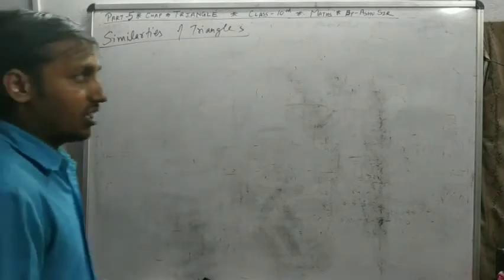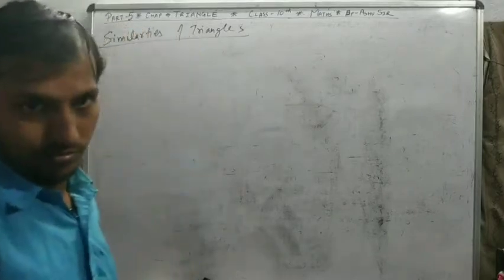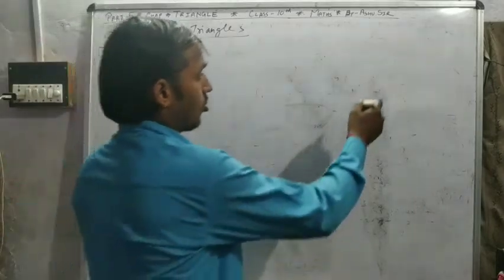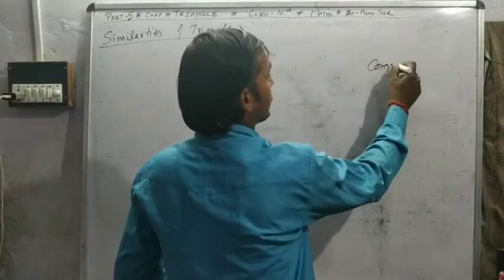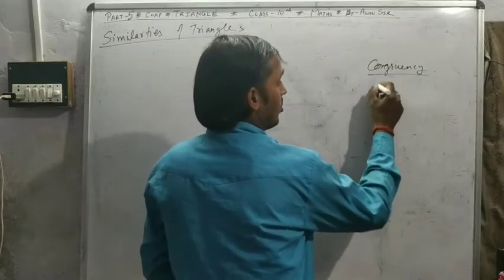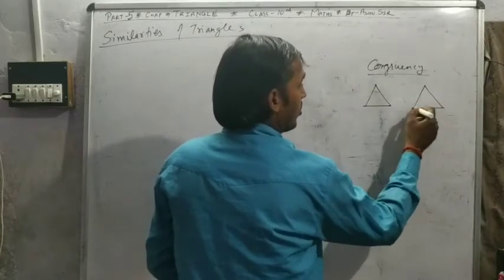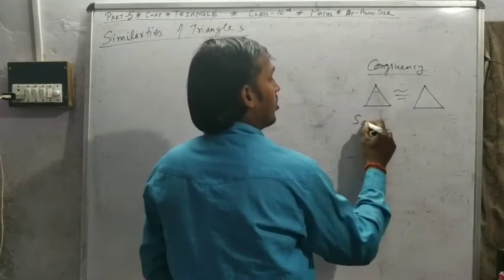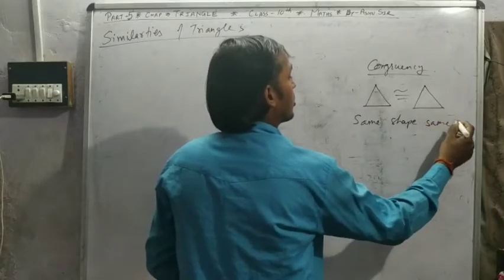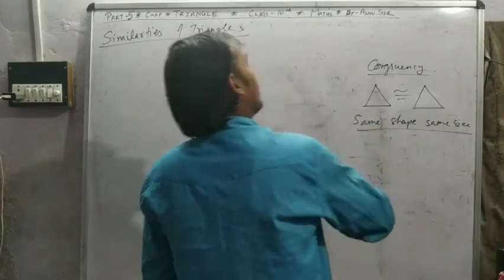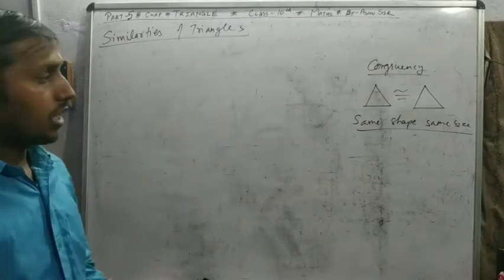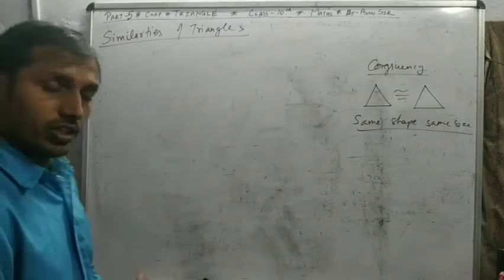In class 9th, you know what congruency is. Congruency means same shape, same size. We only explained congruency for triangles. Same shape, same size, so the figures are congruent.